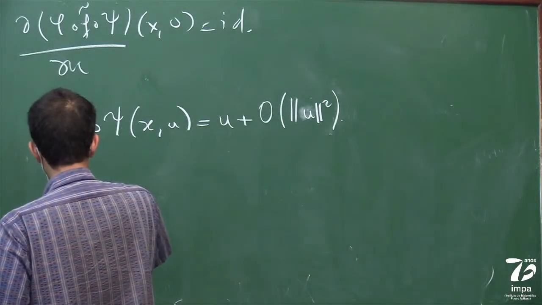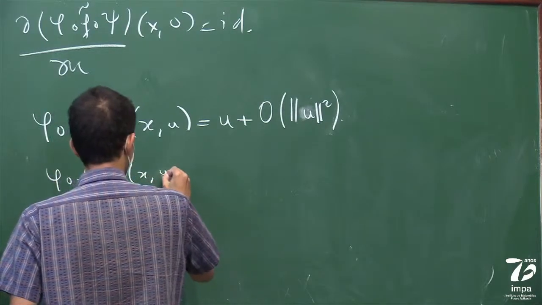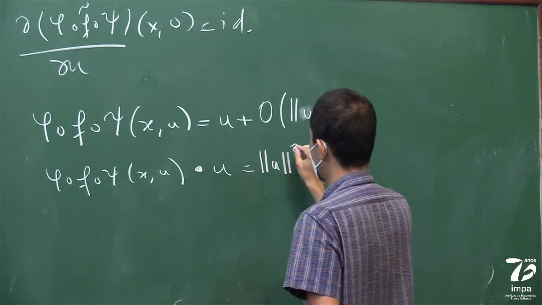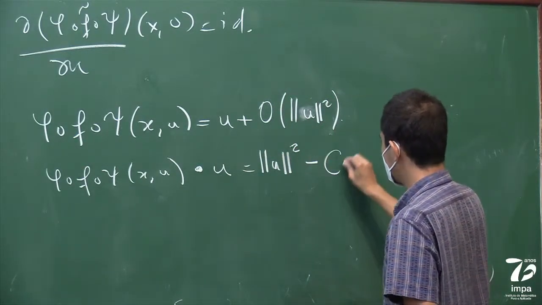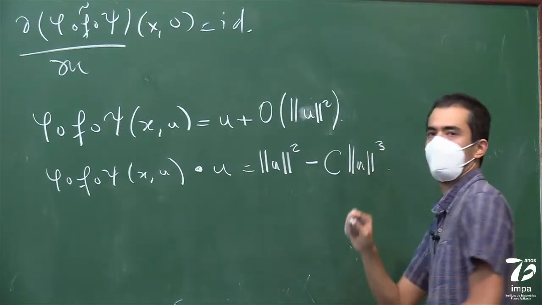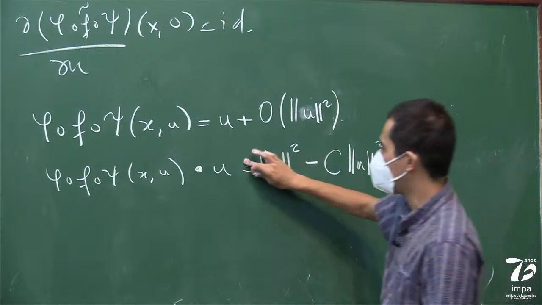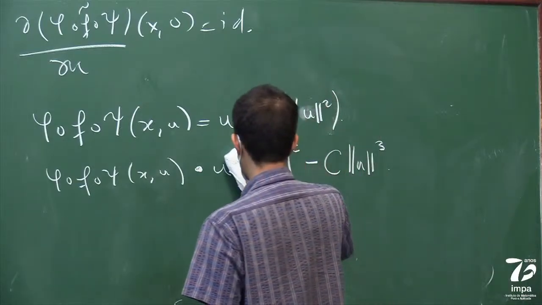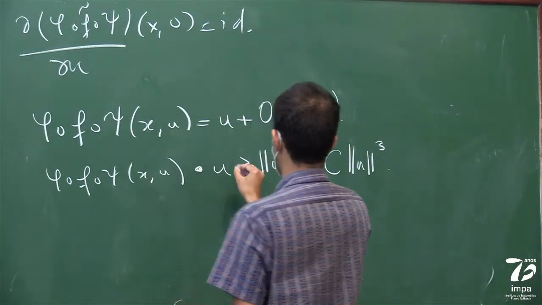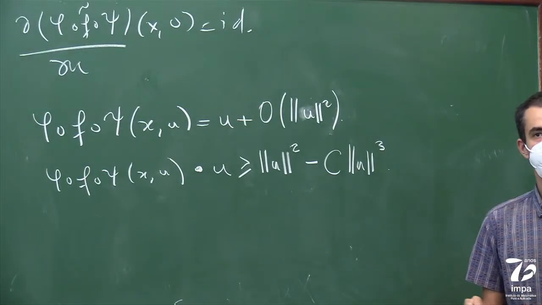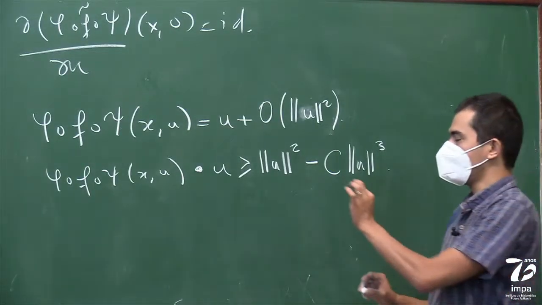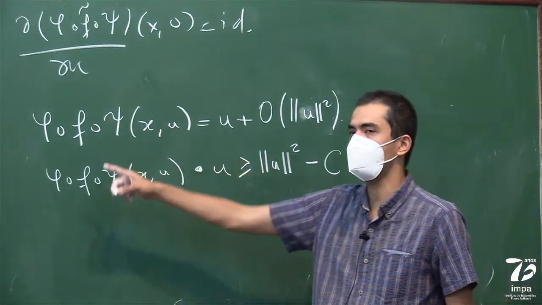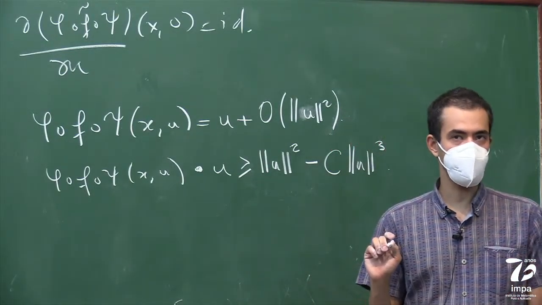Basically, what I want to say is that when you take the inner product of this with u, this is going to be norm of u squared minus c times norm of u cubed, bigger than or equal to this. So this is bounded below by this. What I'm trying to say is that if the norm of u is sufficiently close to 0, then this inner product is positive, unless it's actually equal to 0.